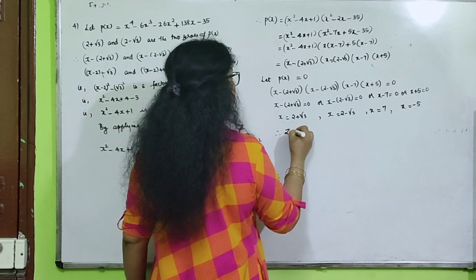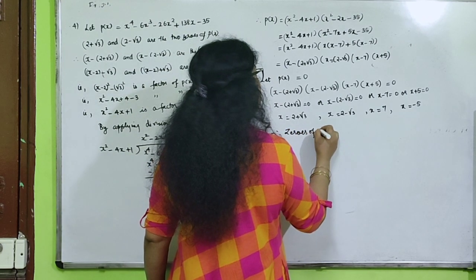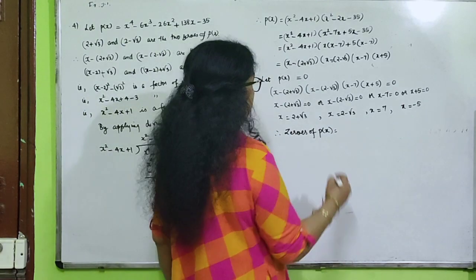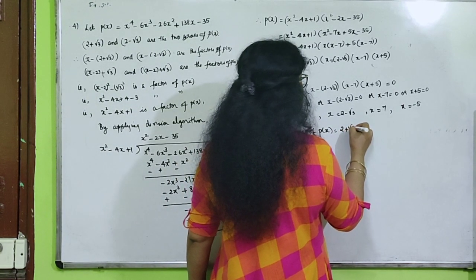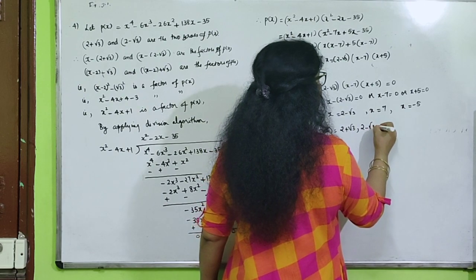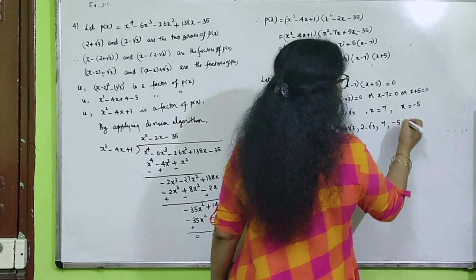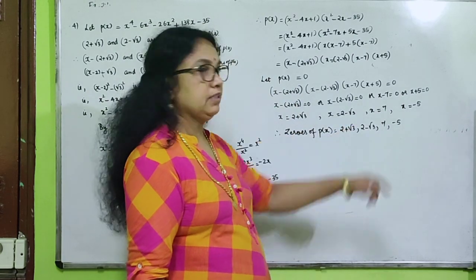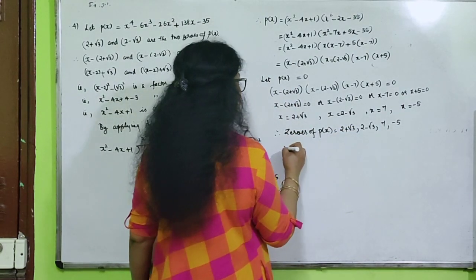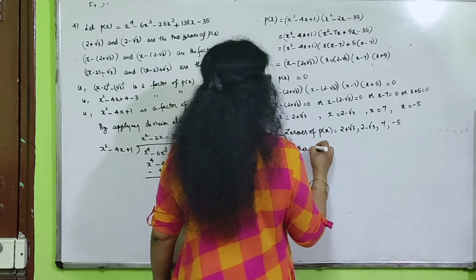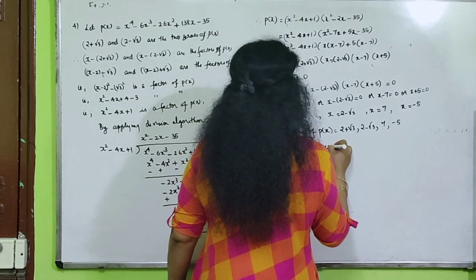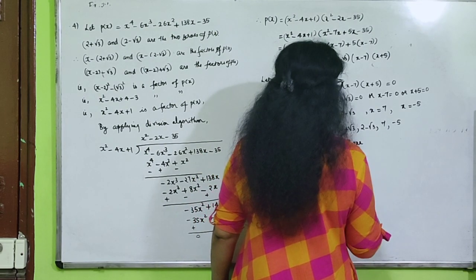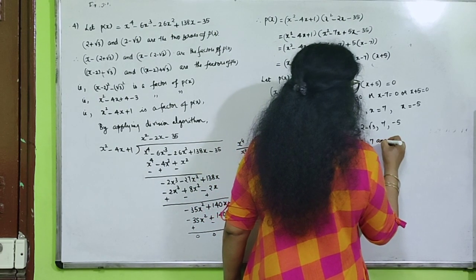Therefore, now we got all the values of zeros. Zeros of p of x, which ones? 2 plus root 3, 2 minus root 3, 7 and minus 1. So these zeros are already given in the question. So find the other zeros. So the other zeros of p of x are 7 and minus 1.